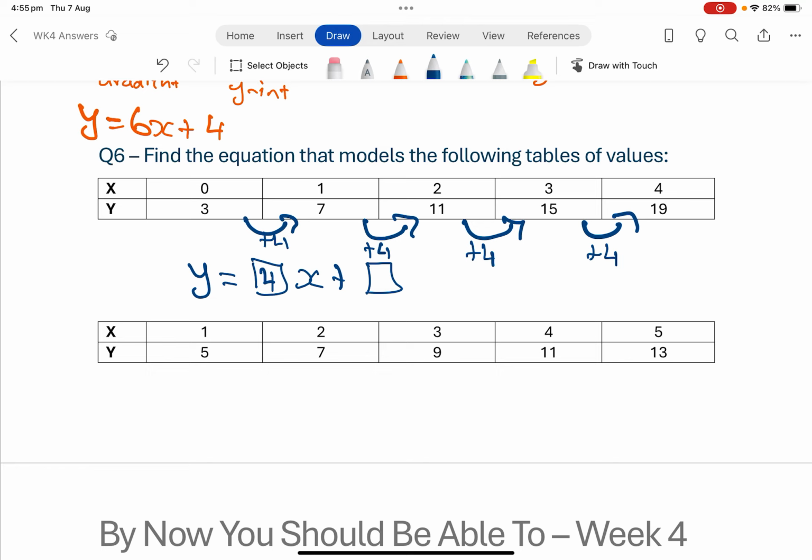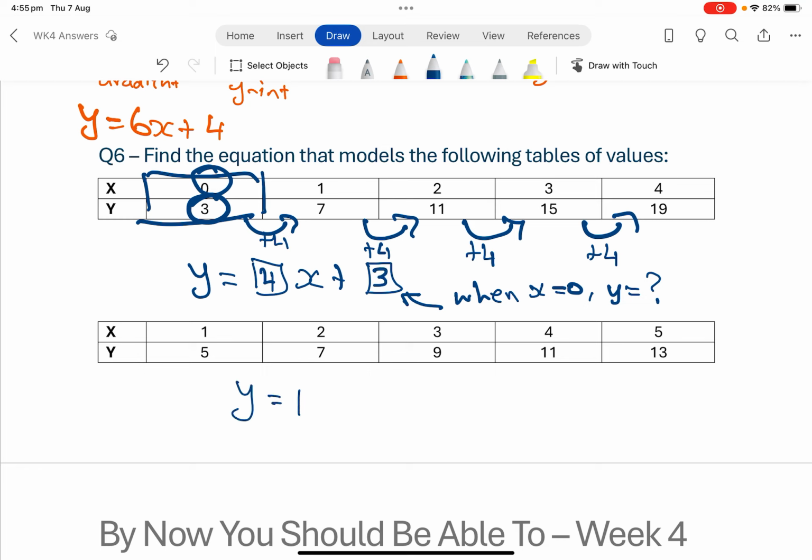To work out what goes in the second box, well, I need to look when x equals 0. So for this box, when x equals 0, what does y equal? And I can see in this section here, it tells me when x is 0, y is 3. So we're going to put a 3 here. Same thing for the next one. All right, but I'll do a little bit less explaining. We're jumping up by 2 each time, it looks like. So plus 2 each time, which means we'll have a gradient of 2.